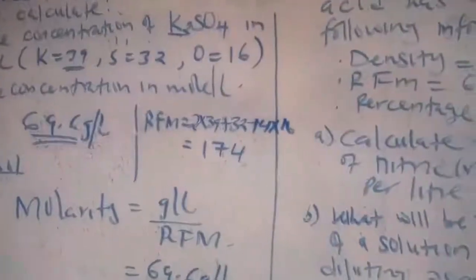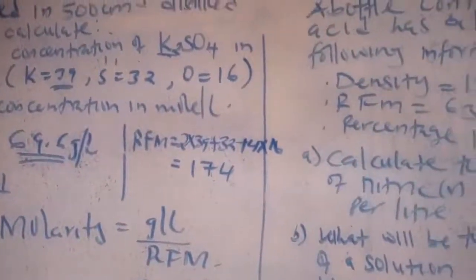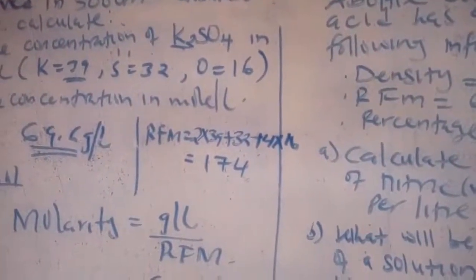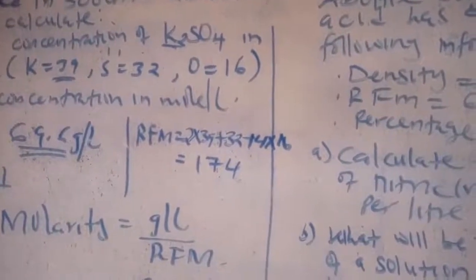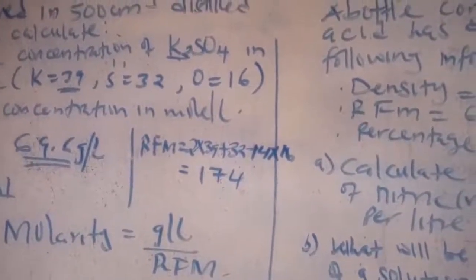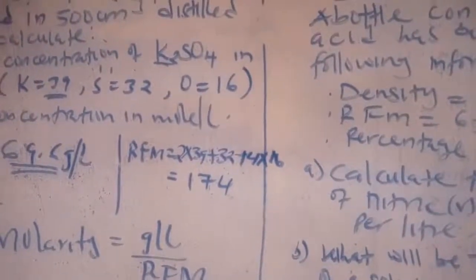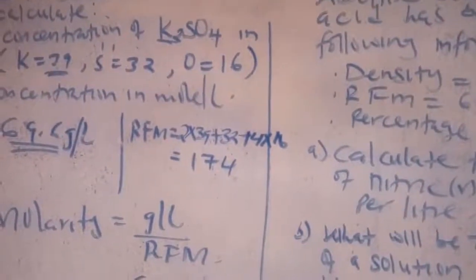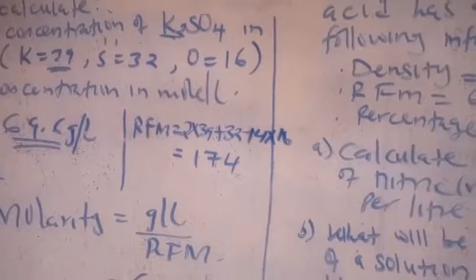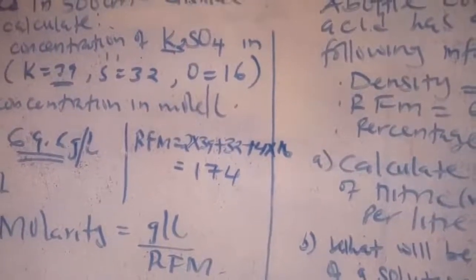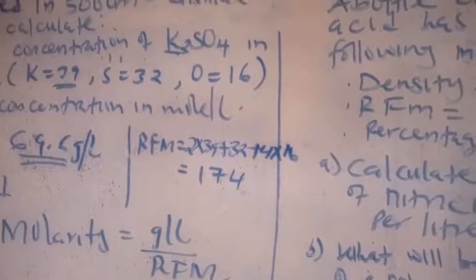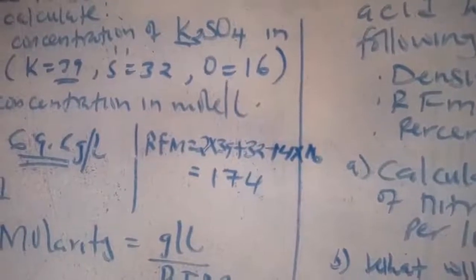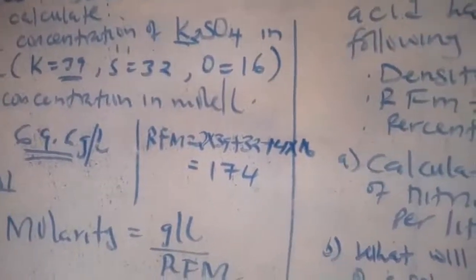You can see the relative formula mass of potassium sulfate. I took 2 multiplied by 39, because there are 2 potassium atoms. Then you add 32, because in the compound there is only 1 sulfur, and the relative atomic mass of sulfur is 32. Then you add 4 multiplied by 16, because there are 4 atoms of oxygen in the compound, and each has a relative atomic mass of 16. Therefore the entire relative formula mass of the whole compound becomes 174.